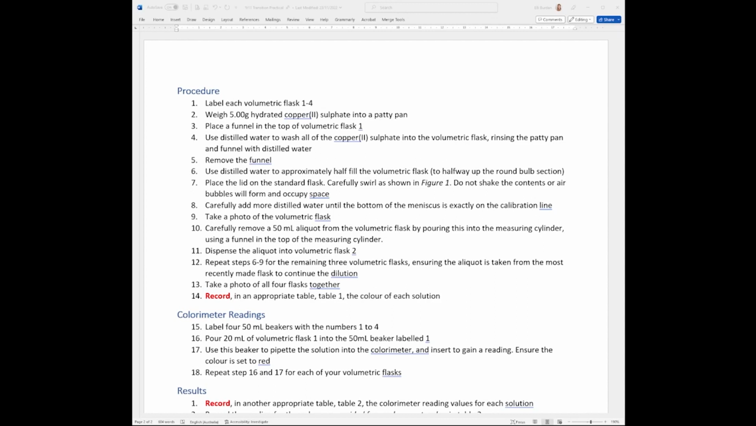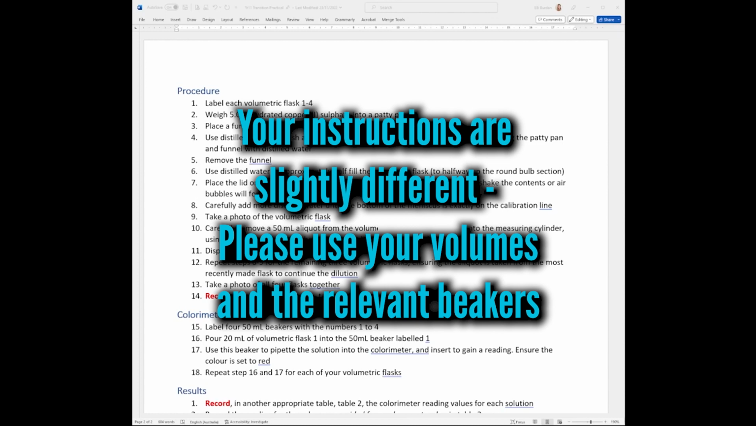That calibration line, as you recall, was different for each one of those flasks because they're measured specifically to hold exactly the amount that they say they are. So if it's a 100 ml volumetric flask, then it will hold 100 mls exactly if you fill it to the bottom of the meniscus. You then had to remove 50 mls from the first volumetric flask into a second volumetric flask and top that up. So you've diluted that.